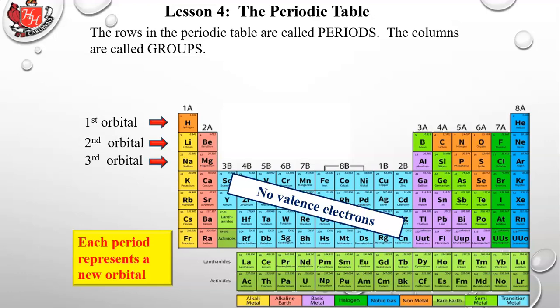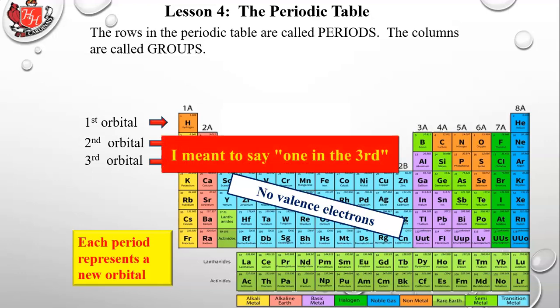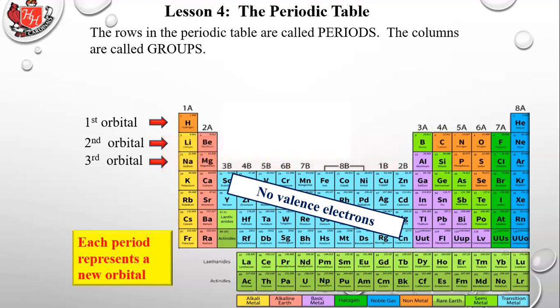For sodium, which is Na, it has 2 electrons in the first orbital, 8 in the second, and then it has 1 in the third. Magnesium, 2 in the first, 8 in the second, 2 in the third. And so it goes across there.